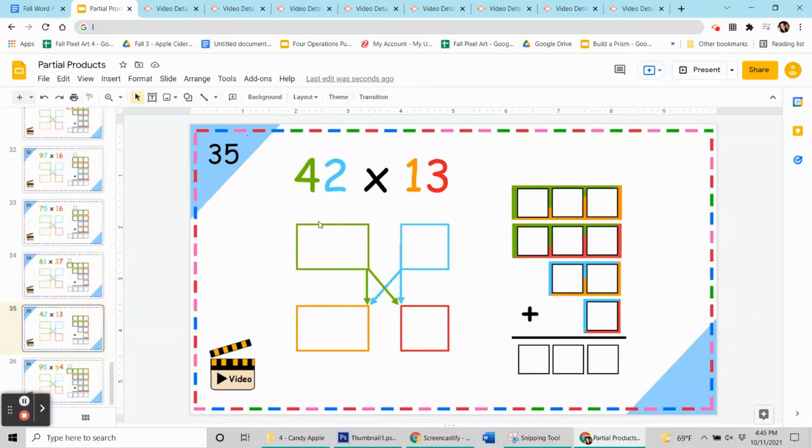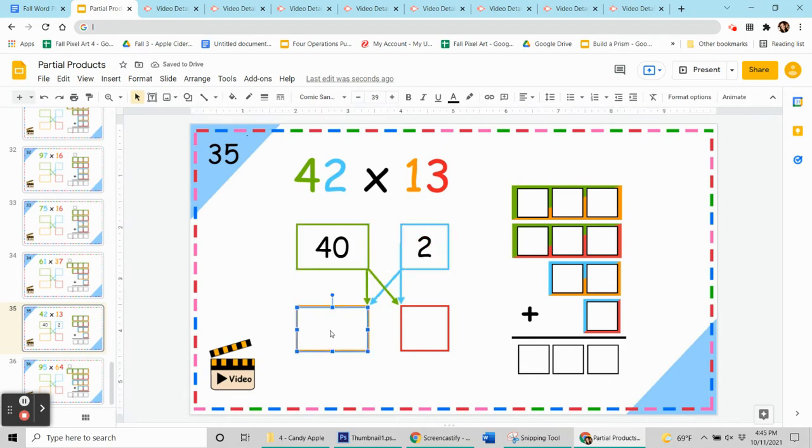Hi everyone, we are doing 42 times 13. With partial products, we start by splitting up each number into its parts, or in other words, putting it into expanded form. 42 is going to go in these two boxes here. That 4 is really a 40 and the 2 is a 2, so that's how you write 42 in expanded form. On the bottom, we'll put 10 in the orange box and 3 in the red box. So now our numbers have been split into their parts and we're ready to multiply.